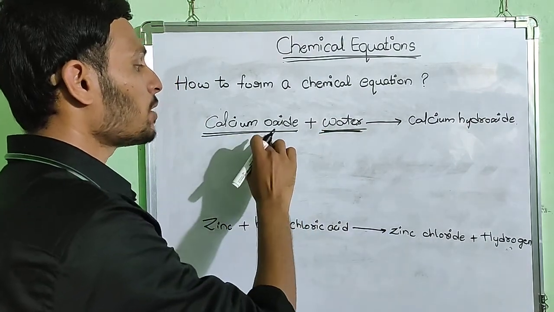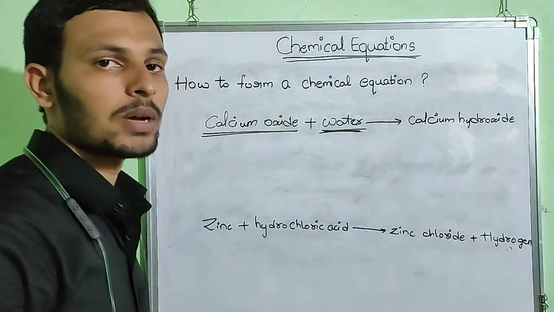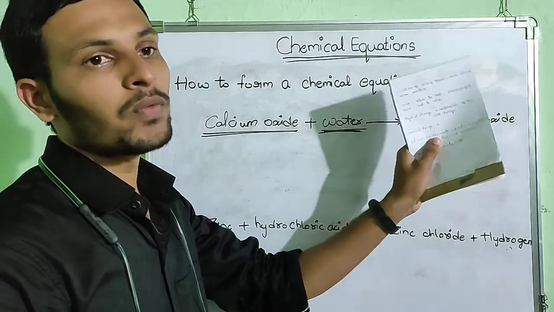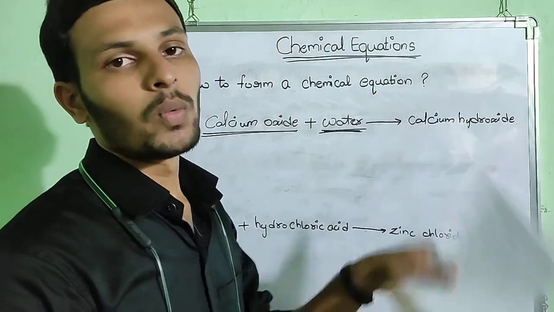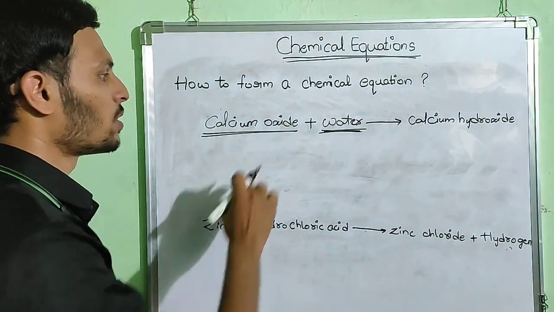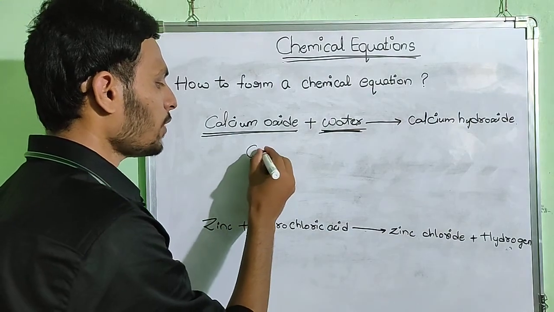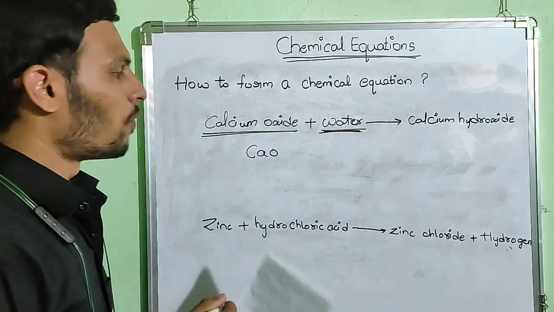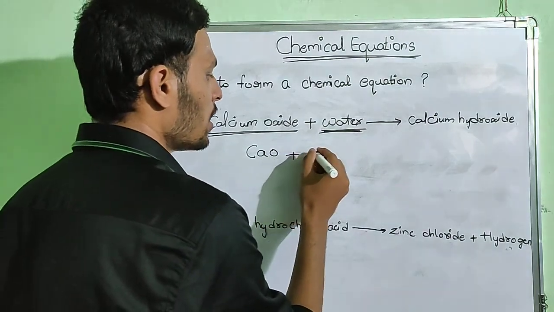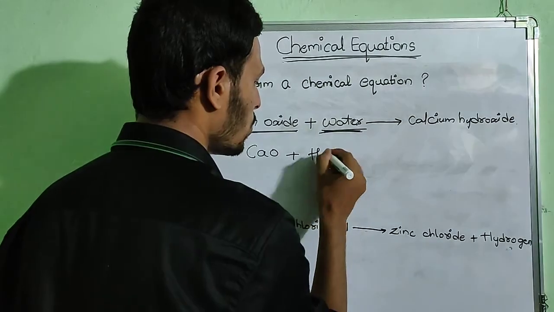If these both react, they give calcium hydroxide. So this is the equation written in terms of words. Now we will see how to write a chemical equation. The formula for calcium oxide is CaO, and for water is H2O.